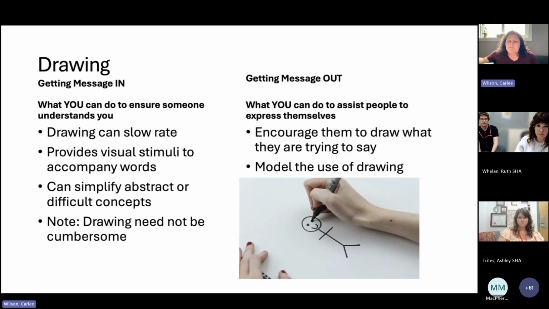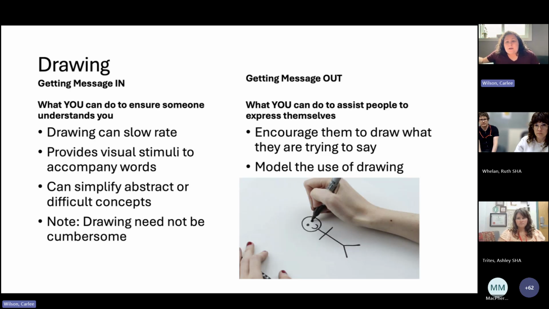Images can also help to simplify really abstract or difficult concepts. And with people with aphasia, they really communicate in concrete concepts. Things that are present for them right there in the moment are what's easier for them to communicate about. But things like abstract concepts like pain can be harder.